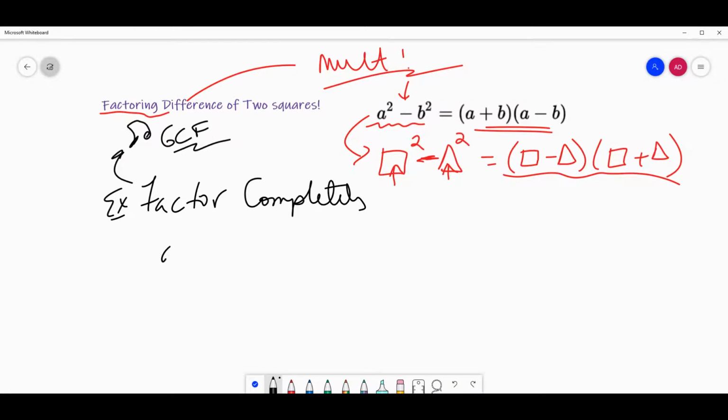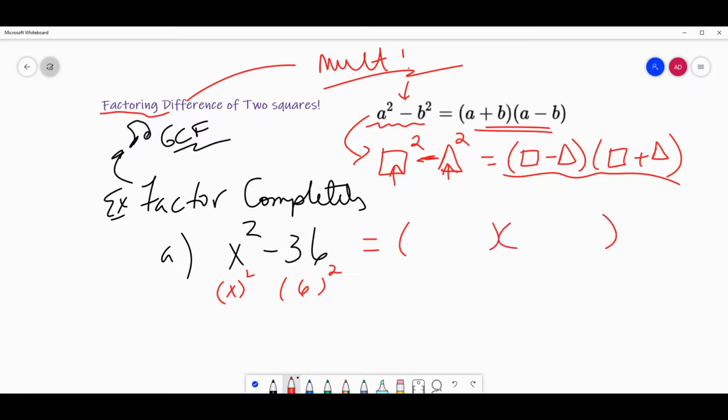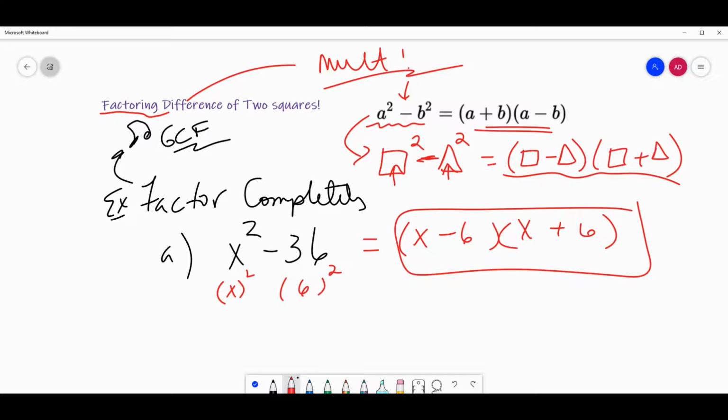Okay, so first example, x squared minus 36. So you say to yourself, okay, what's acting as my box? Well, my box here is the x. Well, what's acting as my triangle? Well, the triangle is the 6. How did I get 6? Because it's the square root of 36. And then I just feed it into my little formula. Box minus triangle, and then box plus triangle. And guess what? That is the factored form completely of x squared minus 36.